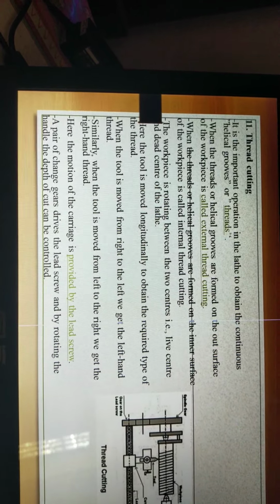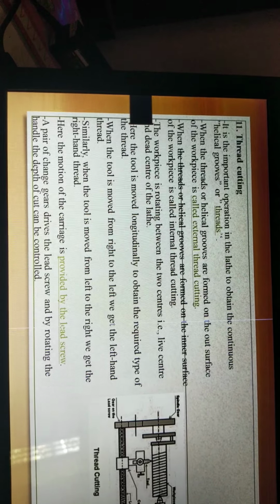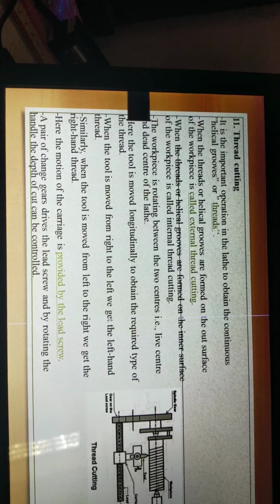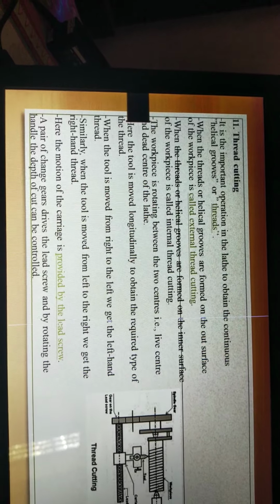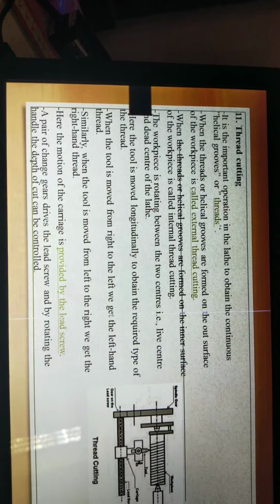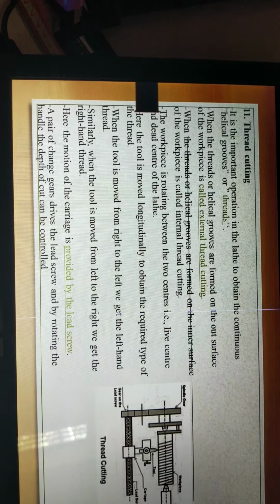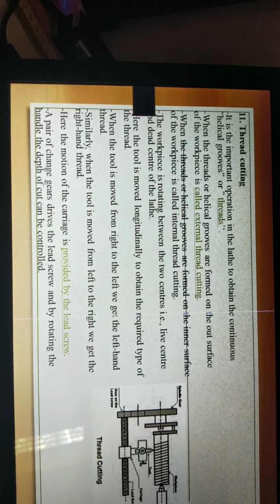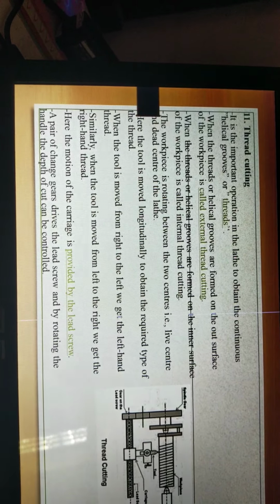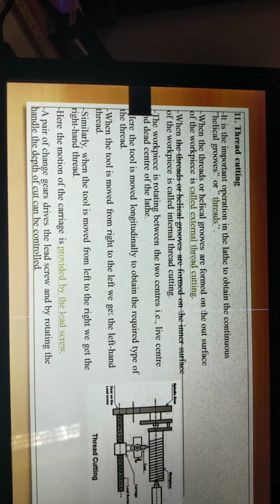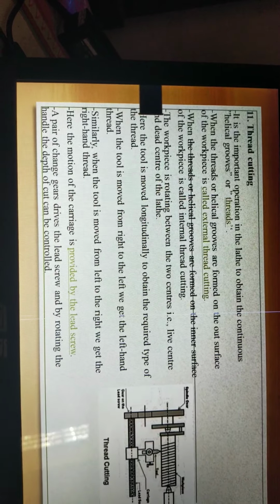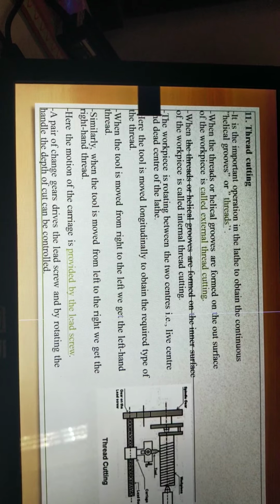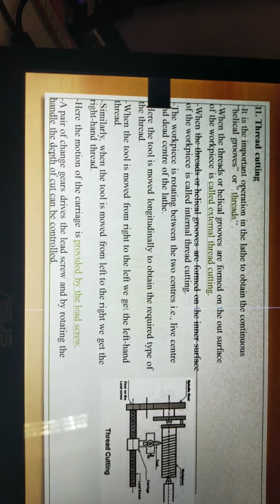When the tool is moved from right to left, we get a left hand thread. Similarly, when the tool is moved from left to right, we will get a right hand thread. Here the motion of the carriage is provided by the lead screw. The pair of change gears drives the lead screw, and by rotating the handle the depth of cut can be controlled.